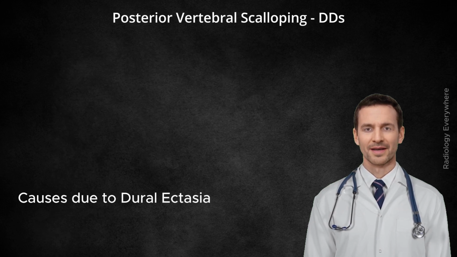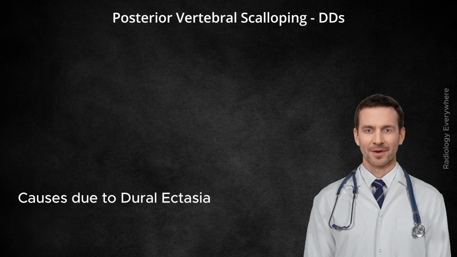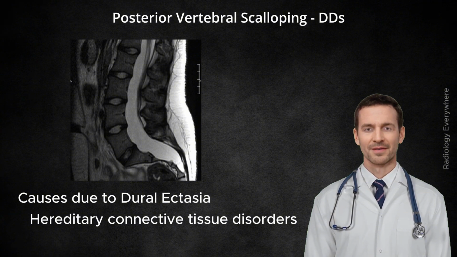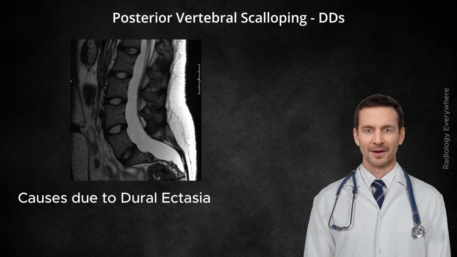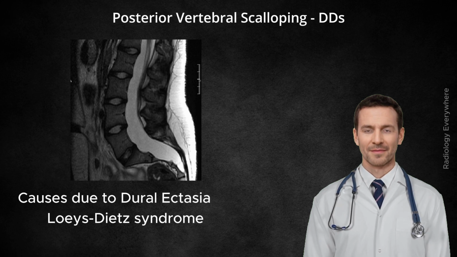Causes due to dural ectasia. Neurofibromatosis type 1 with lateral thoracic meningocele. Hereditary connective tissue disorders like Marfan disease, Ehlers-Danlos disease. Osteogenesis imperfecta tarda, Loeys-Dietz syndrome.